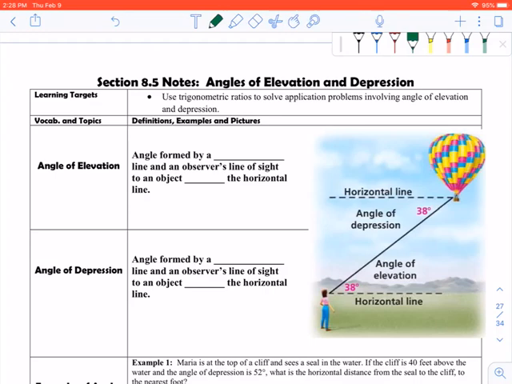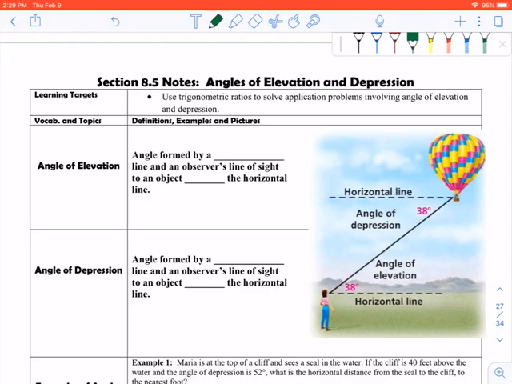Today we're going to continue our study on trigonometric ratios by talking about angles of elevation and depression. So now we're going to use those trig ratios to solve application problems where we're either figuring out the angle of elevation and depression, or we're figuring out a distance from one spot to another spot.